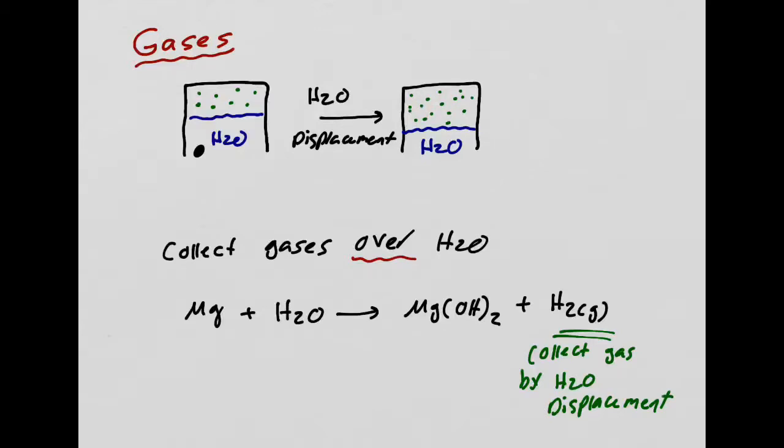The volume of water is going to go down and more of the H2 gas is going to be formed over here. Okay, so again, a gas is produced in a chemical reaction. You can collect it by water displacement over water. Yeah? Okay, perfect. Except there is one tiny problem. The green, these are H2 gas.